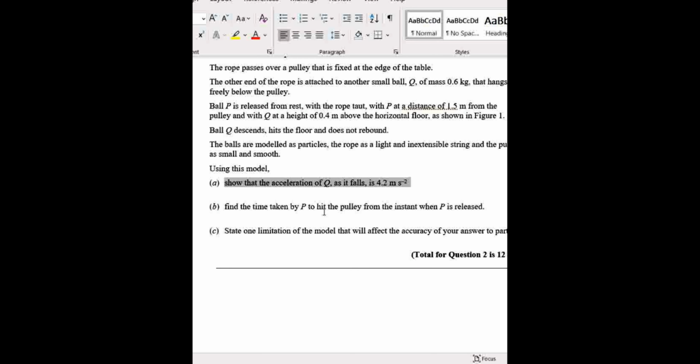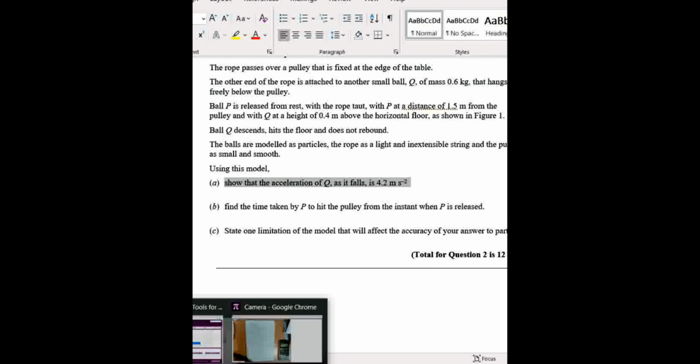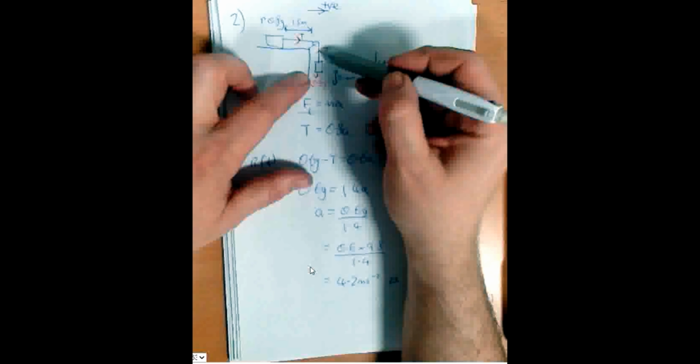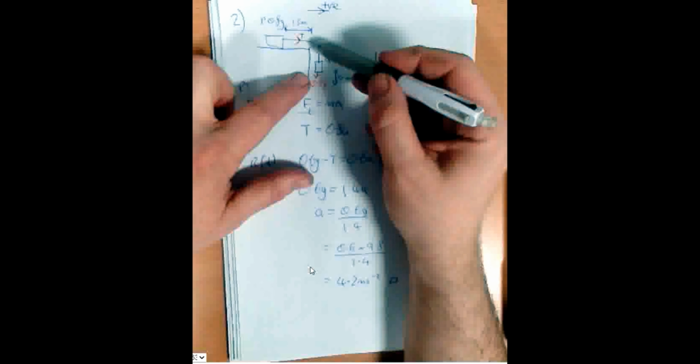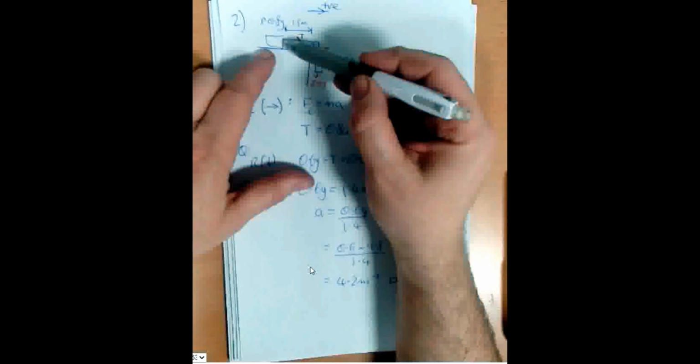Yeah, we like show that. Okay. The next part is 6 marks. Find the time taken by P to hit the pulley from the instant when P is released. So just think about what's going to happen here. When Q hits the floor, the string goes slack, tension's going to disappear, so P is no longer going to be pulled along. Because that tension's gone, the acceleration will change.